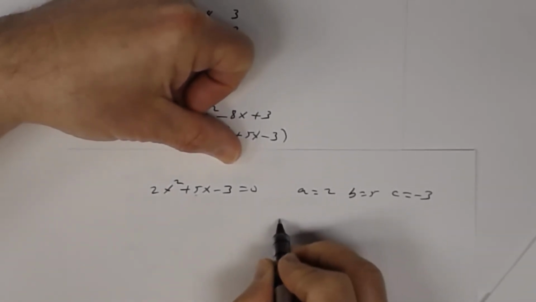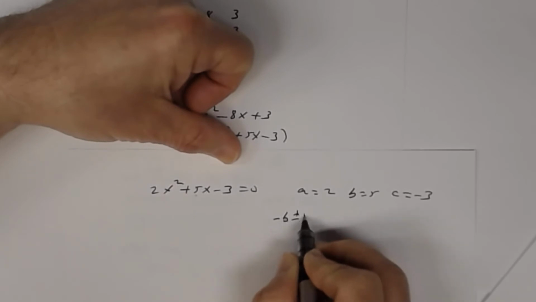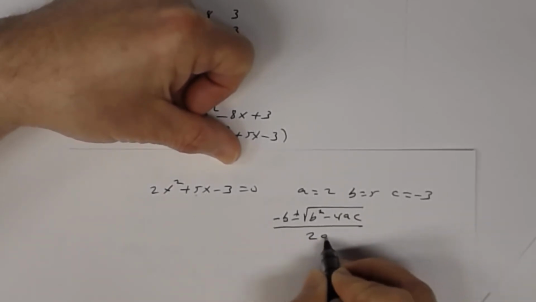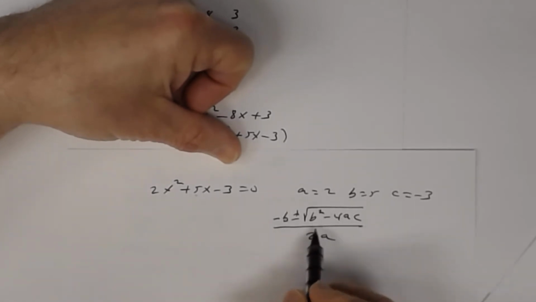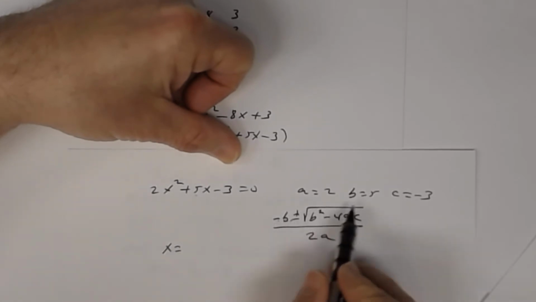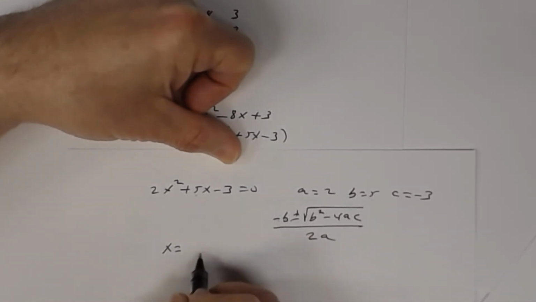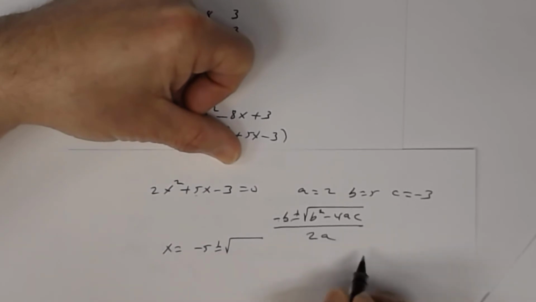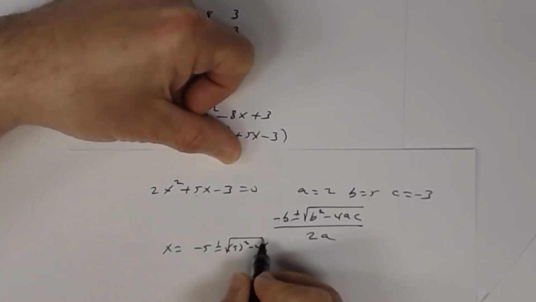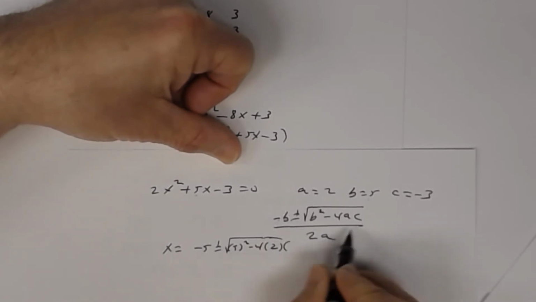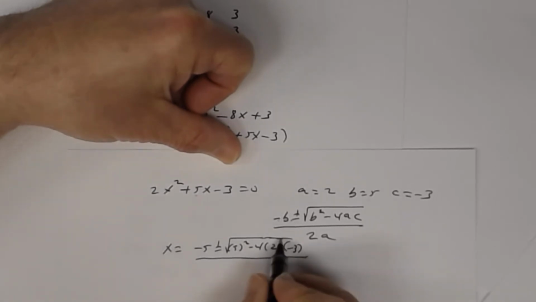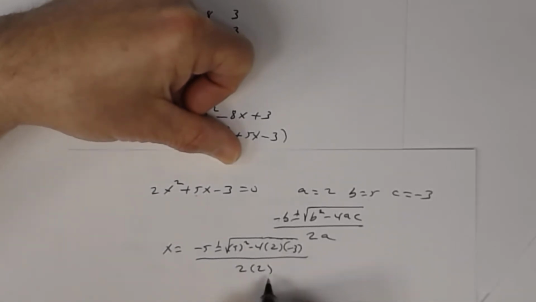And so remember the quadratic formula is this: the opposite of b plus or minus the square root of b squared minus 4ac, divided by 2a. And so x will equal the opposite of b. Well, b is 5. The opposite of 5 is -5, plus or minus the square root of b, which is 5, I'm going to square that, minus 4 times a, which is 2, times c, which is -3, all divided by 2 times a, and 2 times 2 in this case.